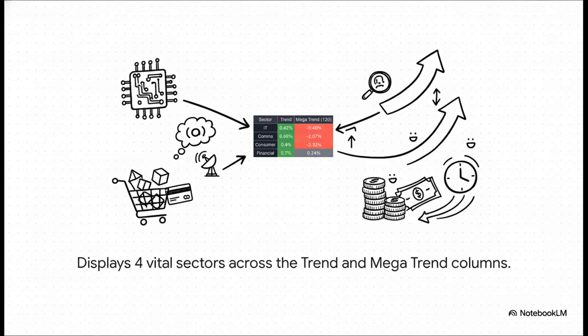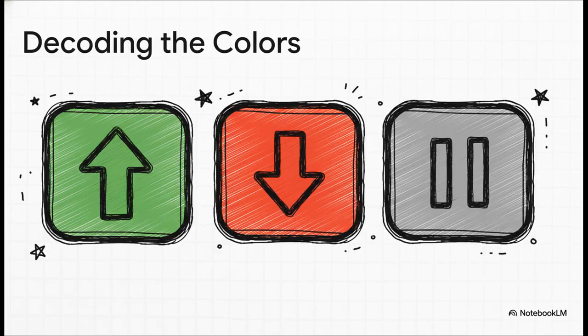You've got the 4 key sectors listed in the rows, and then you have our 2 trends, the micro and the macro, in the columns. Your only job is to just glance at the colors and understand the story they're telling you. And reading the colors is super intuitive, which is exactly what you need for split-second decisions.